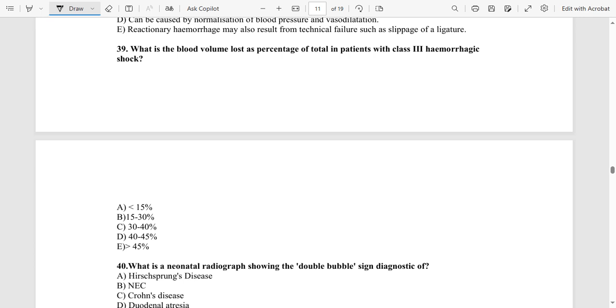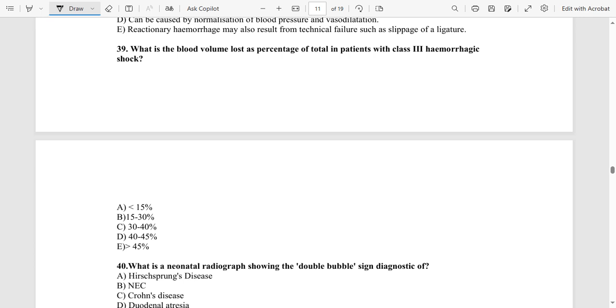The respiratory rate, remember, if someone has got shock, the body will be trying to compensate. So in 1, the respiratory rate is normal. In 2, it is increased. Normal is between 12 to 20. In 2 is 20 to 30. In 3 is 30 to 40. And then in 4 is more than 40.